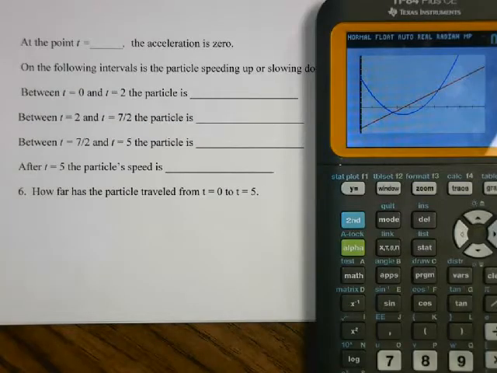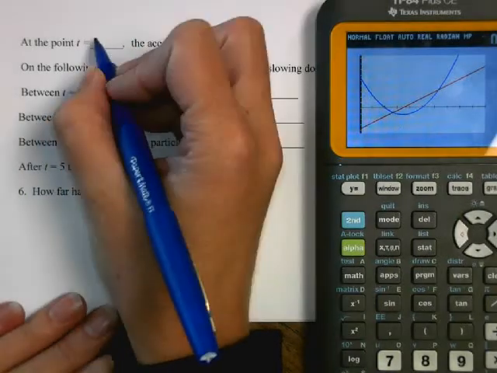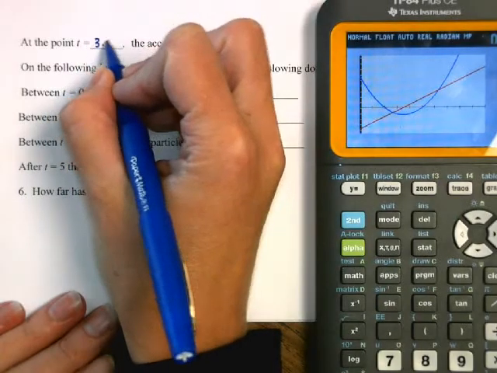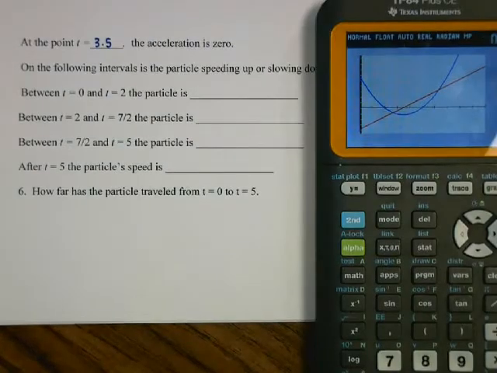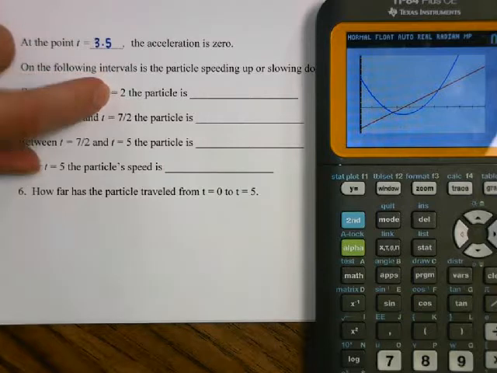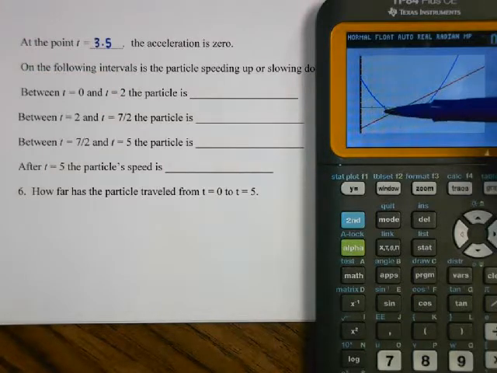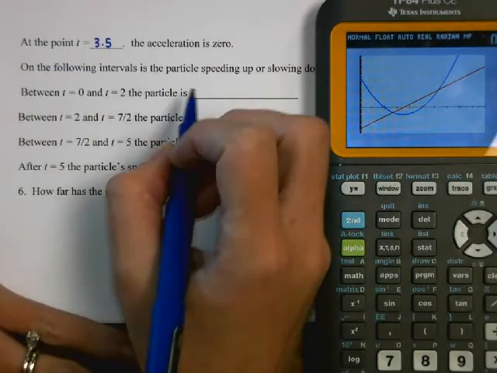At the point t equals blank, the acceleration is 0. We're looking for this point here, and that's going to occur at 3.5 or 7 halves. Then we're going to compare velocity and acceleration and determine if the particle is slowing or speeding up based on the sign, positive or negative, of each. From 0 to 2, the particle is going to be slowing.